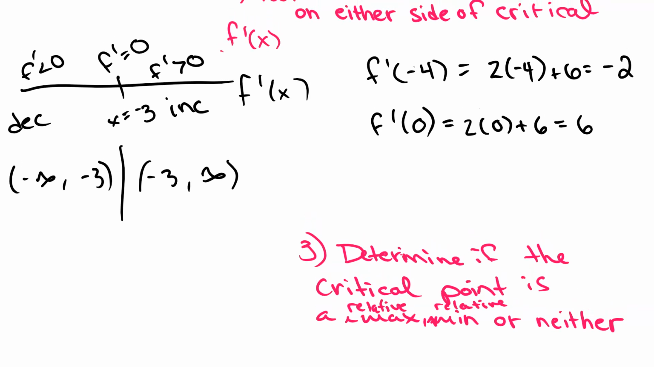Right, so now we're going to look at that point, x equals -3, and say, is it a max or a min? Well, we go from decreasing going down to increasing going up, so that's going to be a relative min.